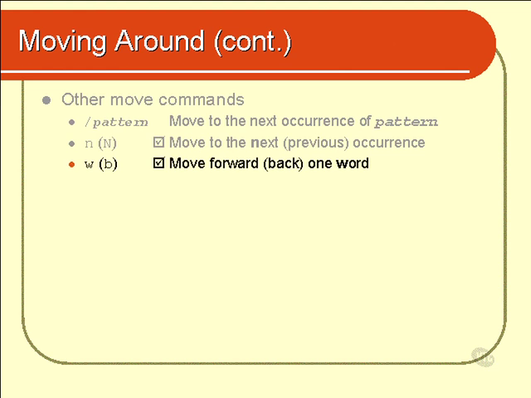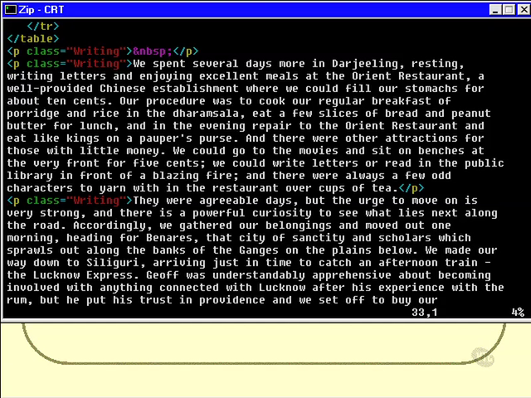So what else can we do? Well, we can use W to go forward one word, or 5W to go forward 5 words, of course. We can use B to go back one word. Let's have a look at that. Okay, I'll just hit W a few times.